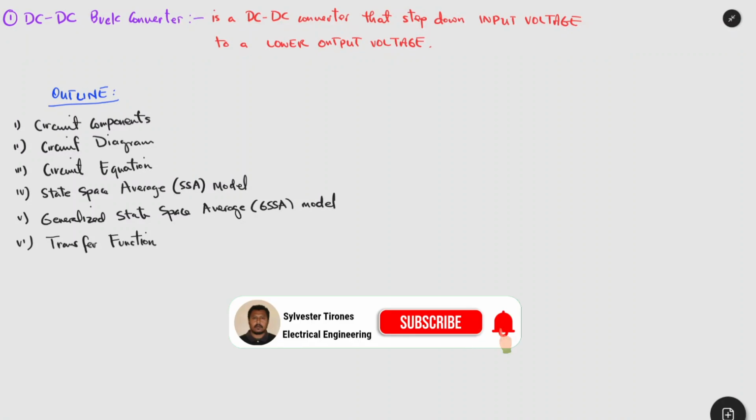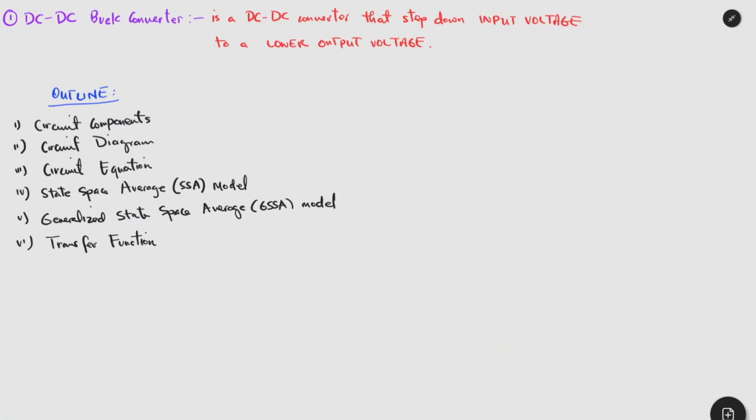In our discussion in the power electronics section, we are now going to look at a type of DC to DC converter, and not just an ordinary DC to DC converter, but the buck converter. What is actually a buck converter and why is it important in power electronics? Well, a DC to DC buck converter is a DC to DC converter circuit that steps down the input voltage to a lower output voltage.